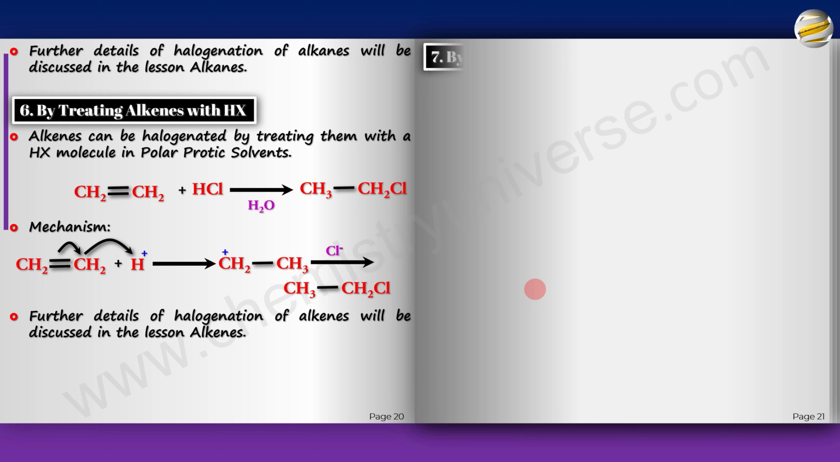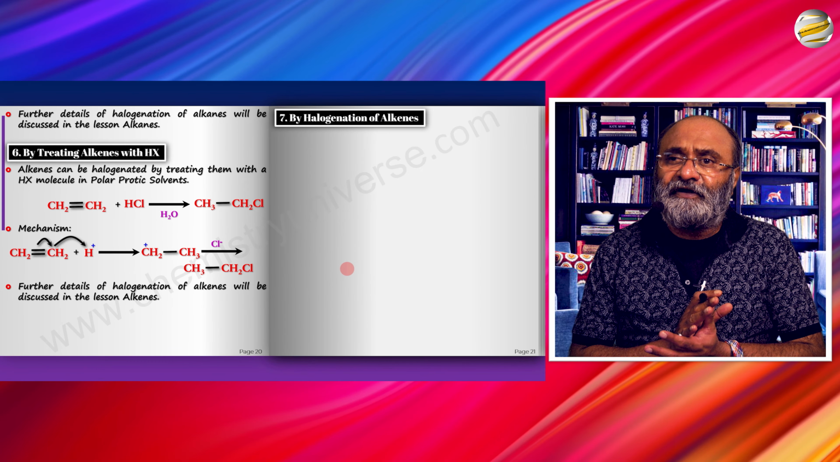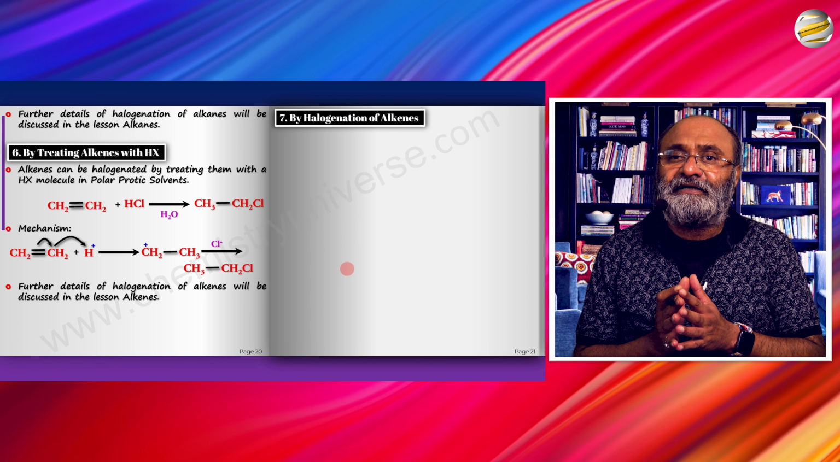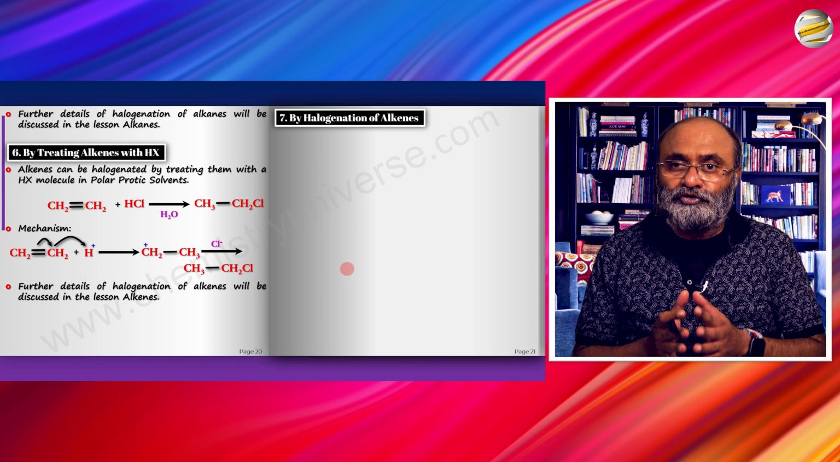Then comes halogenation of alkenes. Now by halogenation of alkenes, what we mean is that we are going to add a Cl2 or a Br2 molecule to an alkene. So the alkene having a double bond, the pi bond breaks and you will get 1,1 Br on each carbon or 1,1 Cl on each carbon. So that is halogenation of alkenes.